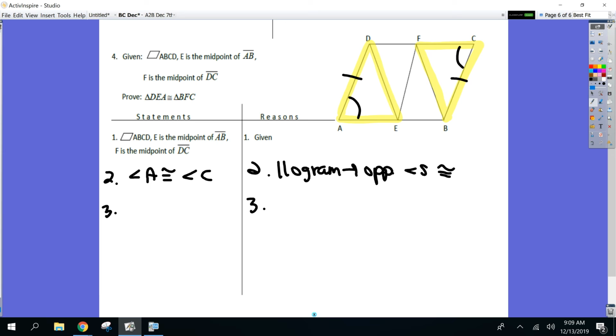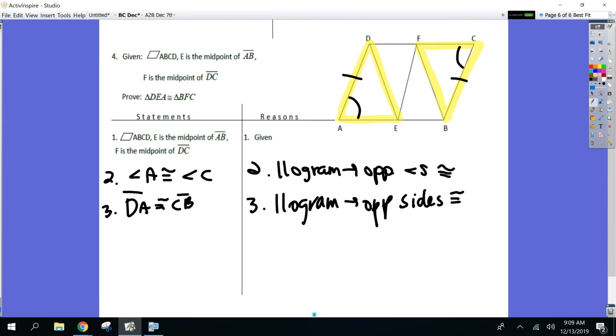DA is congruent to CB. Pair of full sides. Yeah. Back yourself up, Maya. Oh, in a parallelogram, opposite sides are congruent. I thought the first 2 were going to come quicker, but it happens.